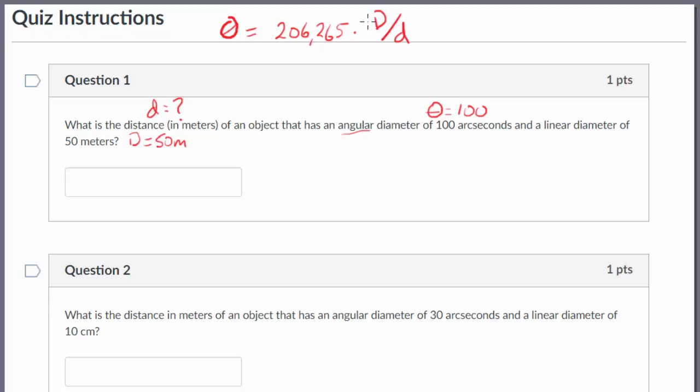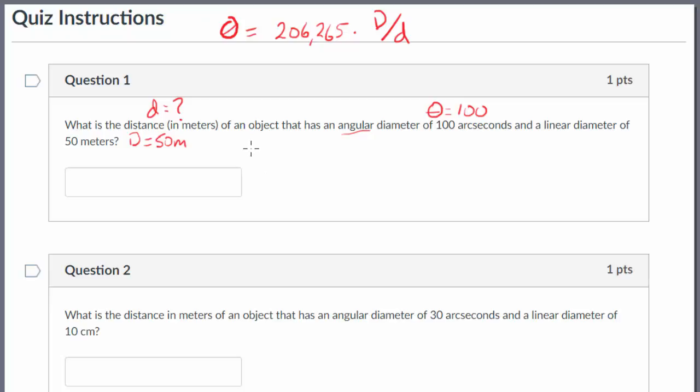So I can plug in those values, but it doesn't do me any good unless I need to solve for lowercase d. And that's where the algebra comes in. So if you're familiar with the steps of algebra, to solve for lowercase d, to get it by itself, you would multiply both sides by lowercase d, and that cancels it out of the denominator. So you'd end up with d theta equals 206,265 times capital D. And then to get diameter by itself, you divide both sides.